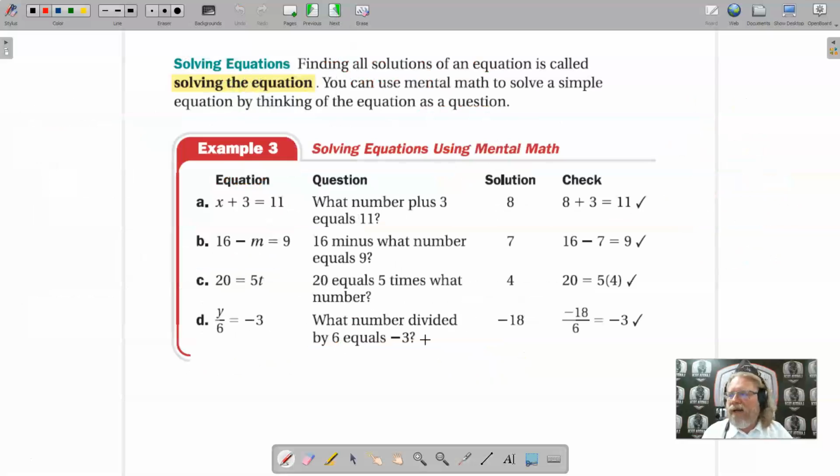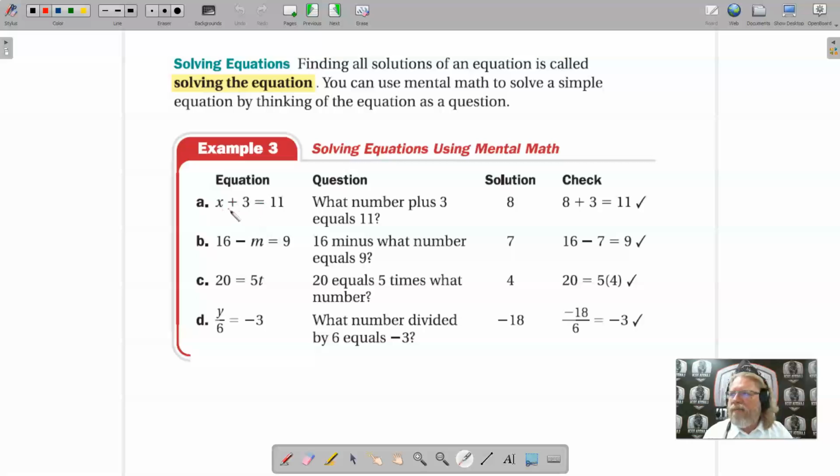Solving equations. Finding all solutions of an equation is called solving the equation. You can use mental math to solve a simple equation by thinking of the equation as a question. So here we have x plus 3 equals 11. So what's the value of x? Well, we could ask ourselves, what number plus 3 equals 11, right? I mean, we just translate it right back from a mathematical sentence over to a verbal mathematical sentence. So with that said, gee, what number plus 3 equals 11?